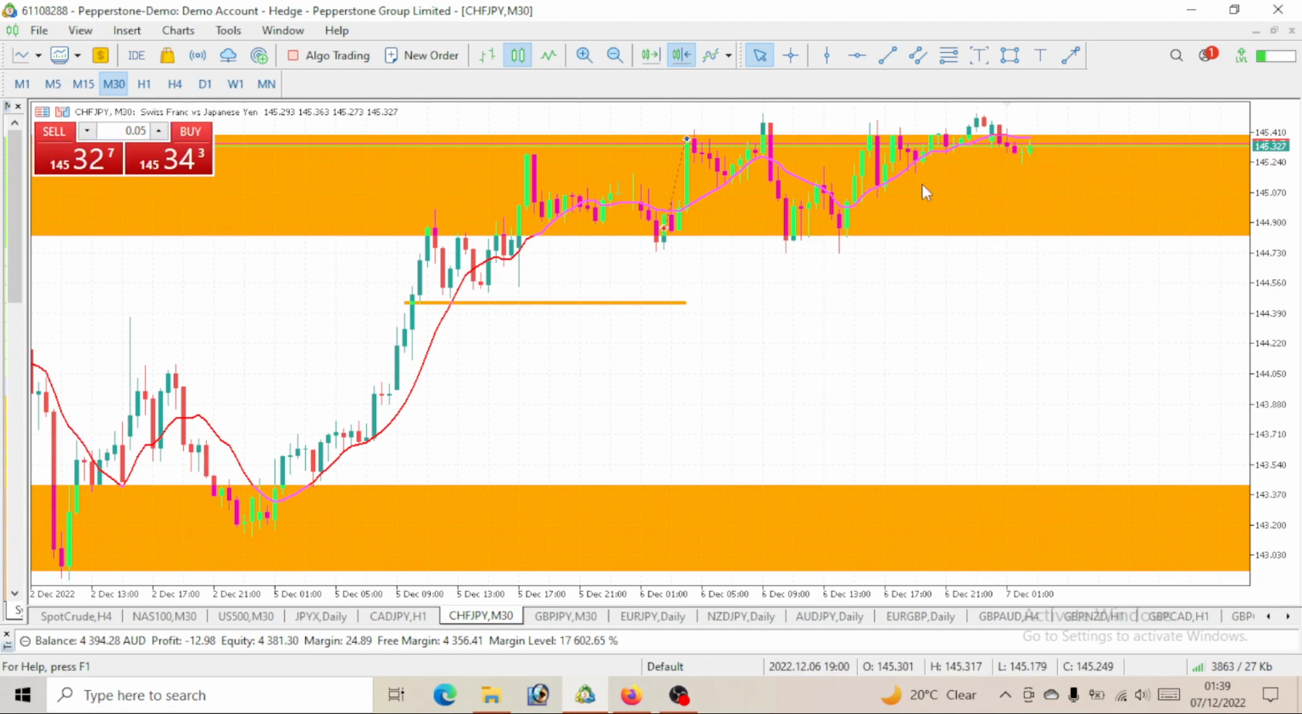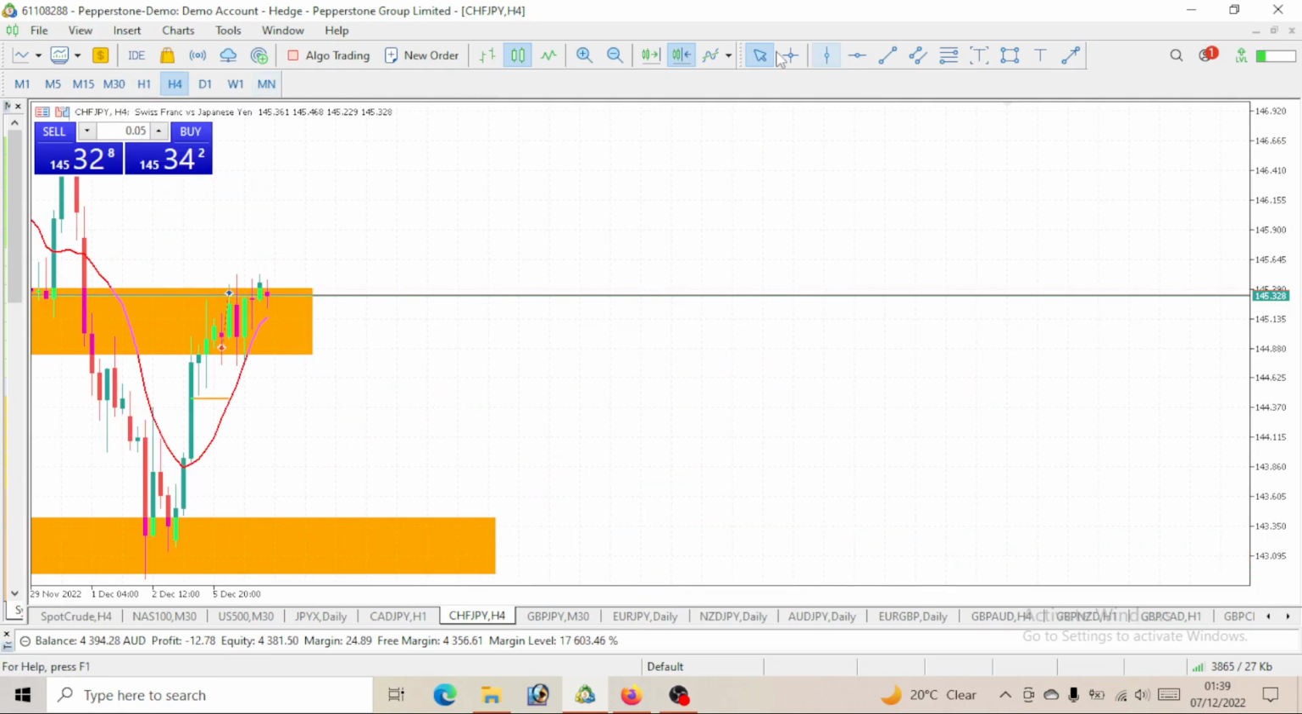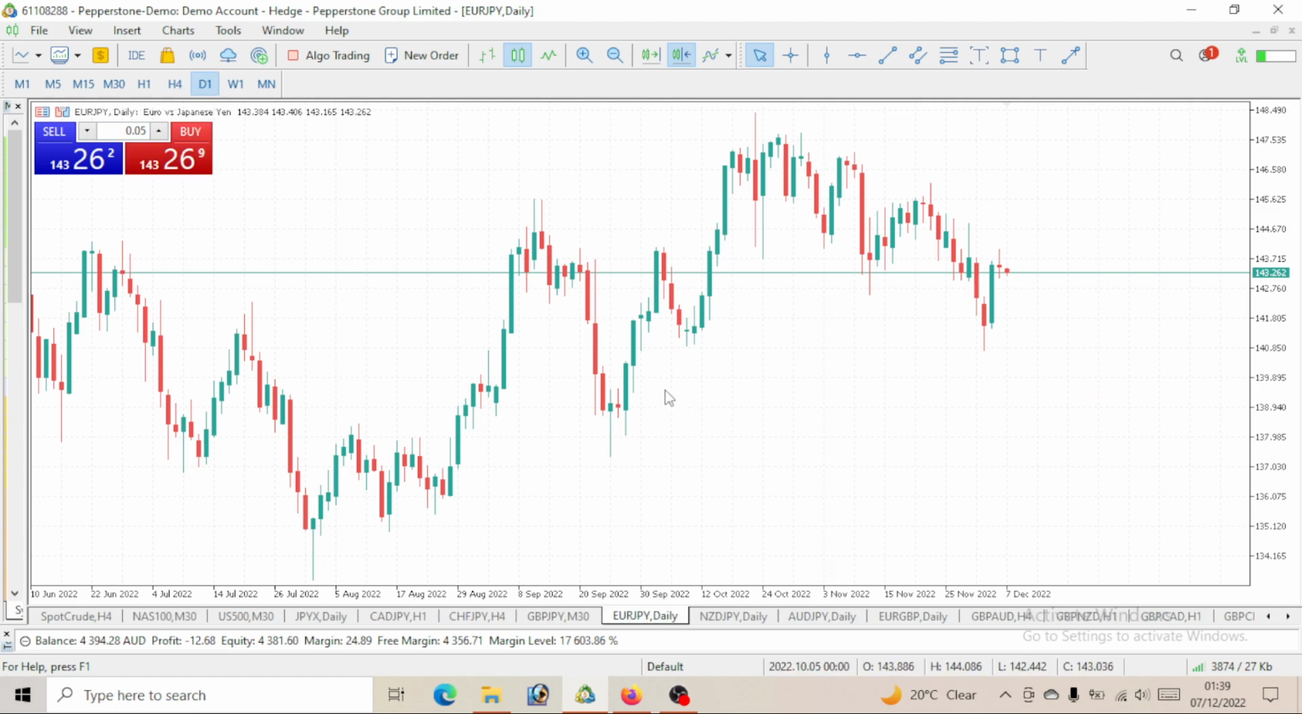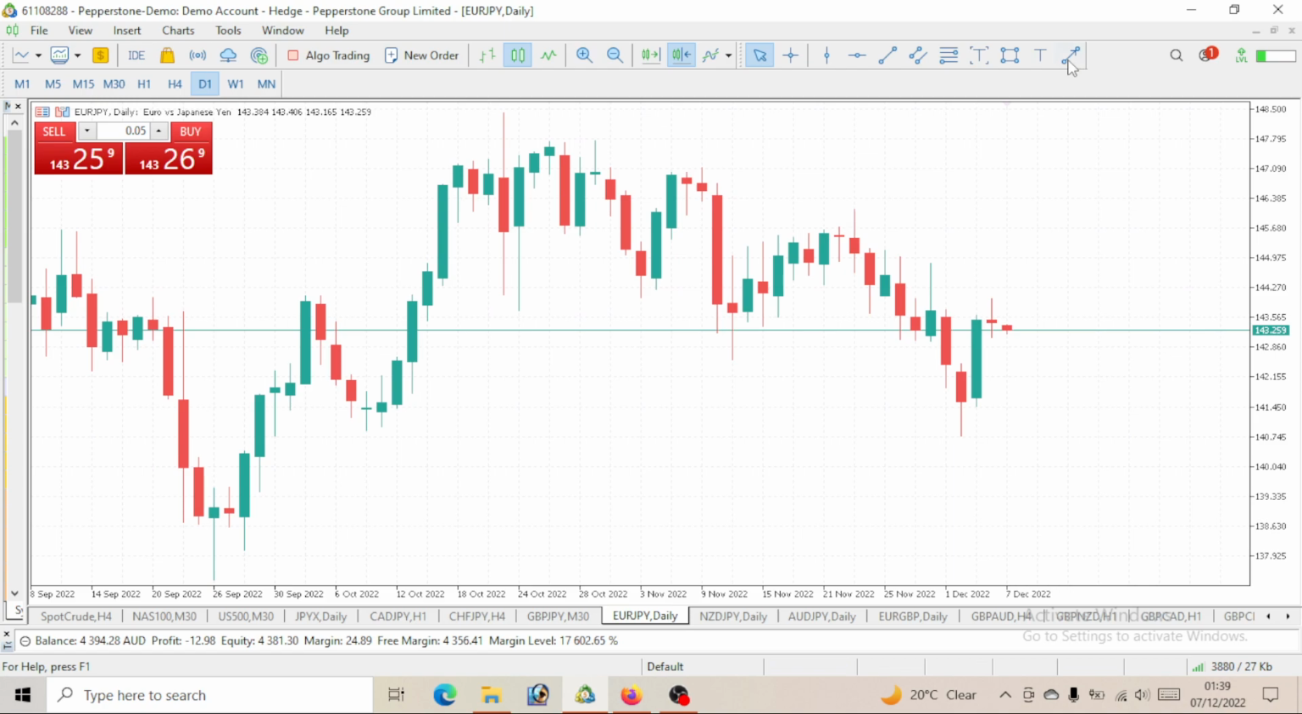And by that time, price will even be below this 10 period moving average on the 4-hour time frame, which will be a confirmation that you can go ahead to sell on Swiss franc JPY. So Swiss franc JPY, we are expecting a drop soon. Now let's take a look at EURJPY on this daily time frame. First of all, the trend. What is the trend?